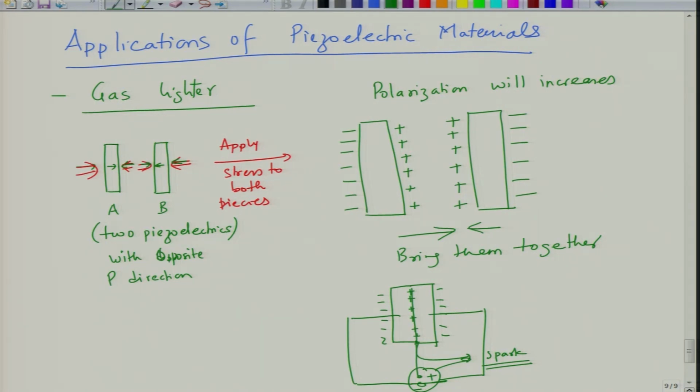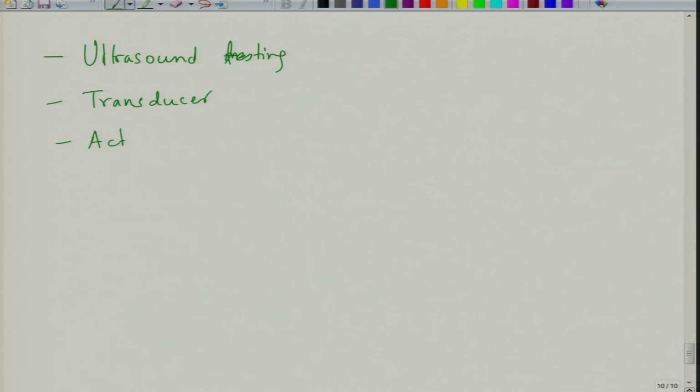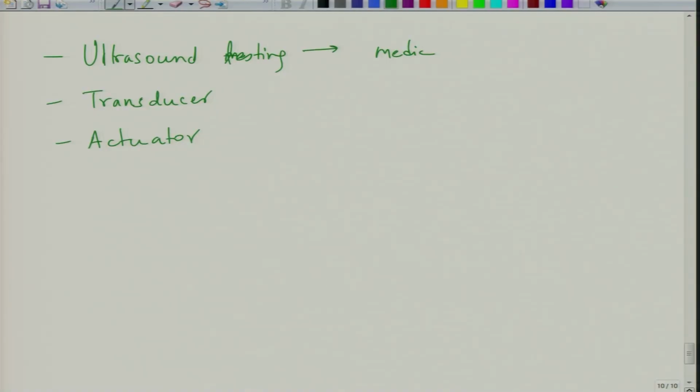Now, there are other applications as well. Piezoelectric is a very useful material. It is used for other applications such as ultrasound measurements, right. Ultrasound testing. It works as a transducer, it works as an actuator, and so ultrasound testing is basically on the principle of detection of ultrasound waves which are generated using a piezoelectric. So, they are very useful for medical applications.